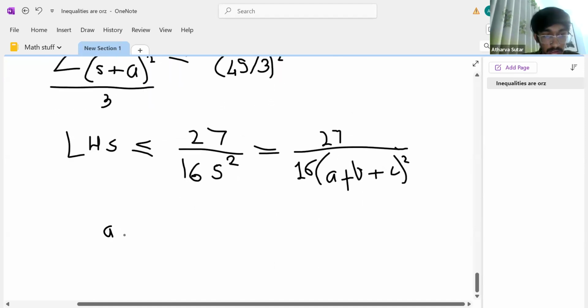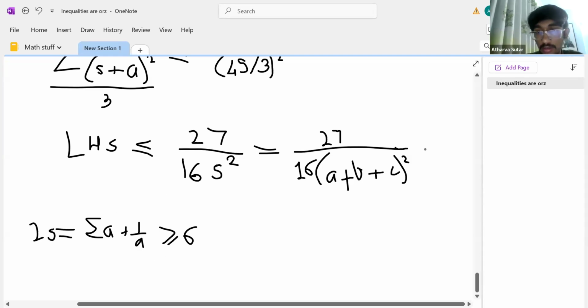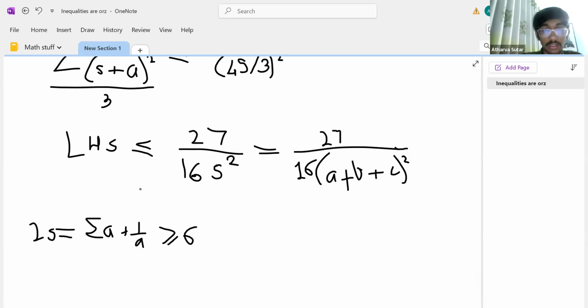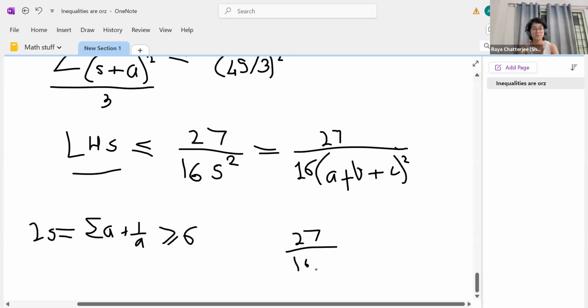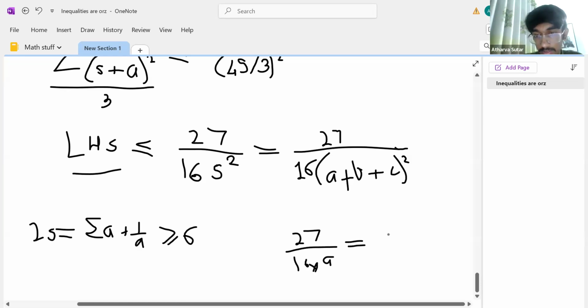So you have sigma a plus 1 by a is greater than or equal to 6, and this is equal to 2s. So you basically get s is greater than or equal to 3, which implies that the LHS is less than 27 upon 16 into 9, 3 square, which is equal to 3 by 16, which is what we wanted to prove.